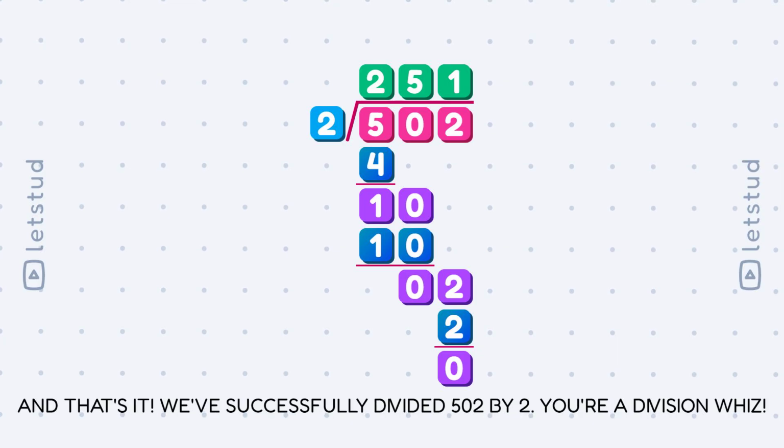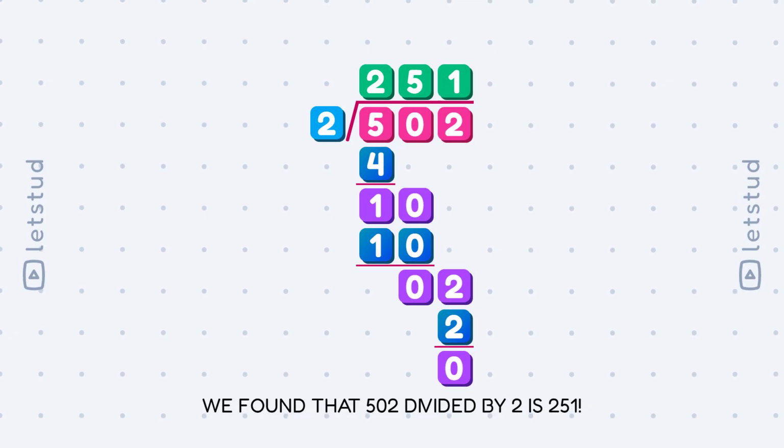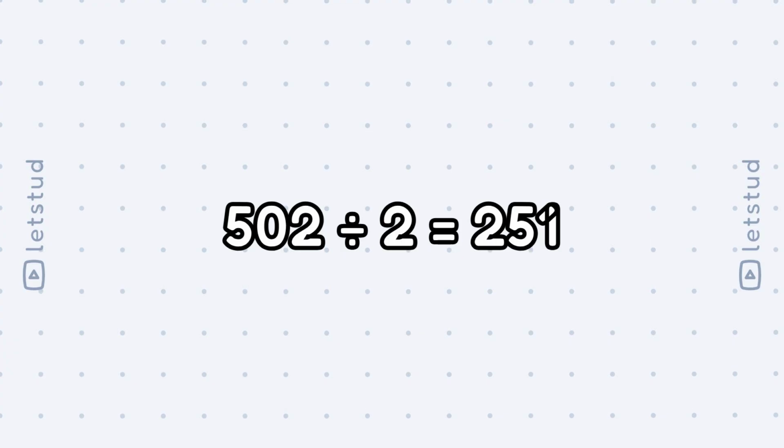And that's it. We've successfully divided 502 by 2. You're a division whiz. We found that 502 divided by 2 is 251. Great job, everyone. We tackled 502 divided by 2 step by step, learning how to divide, multiply, and subtract. Remember, every division problem is a chance to practice your skills and become a math superstar.